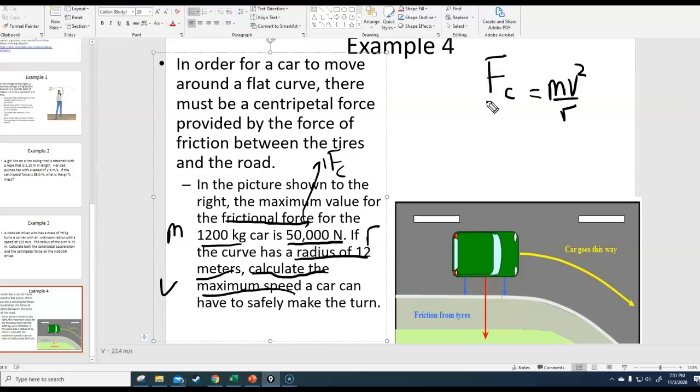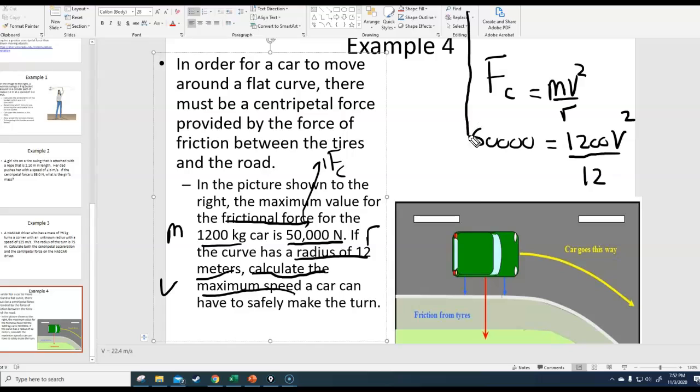I'm going to plug in my givens. Okay, so I've got my equations. I'm going to substitute. I have 50,000 for Fc equals the mass of the car is 1,200. V is unknown, so I just leave that in the equation. And then divide by the radius, which is 12. Okay, now what I would do at this point is I would simplify this a little bit before I try to solve for V. 1,200 divided by 12, I can simplify that because I can just make that 100. Okay, so 1,200 divided by 12 is 100, and so I can simplify this just a touch.